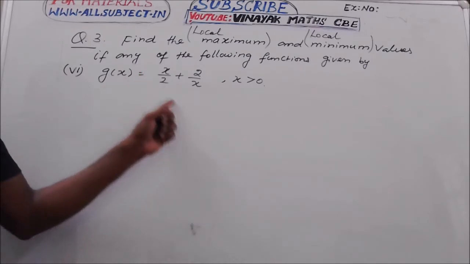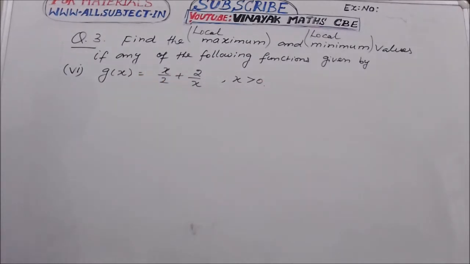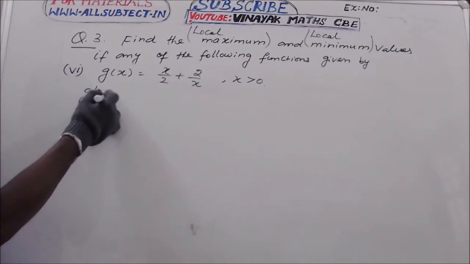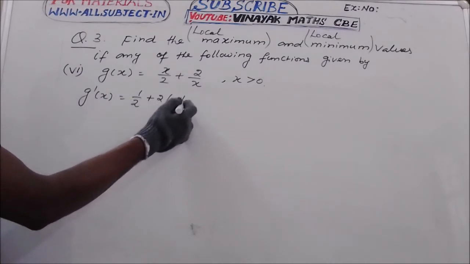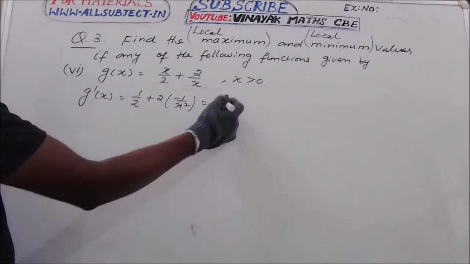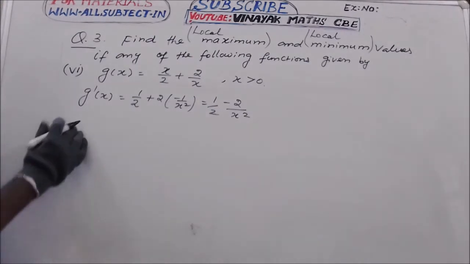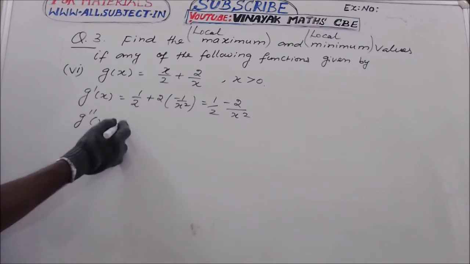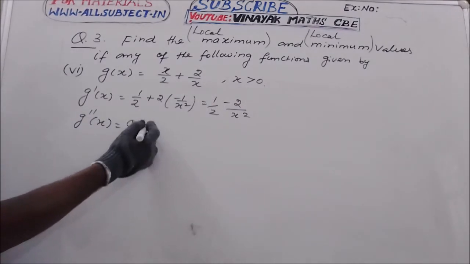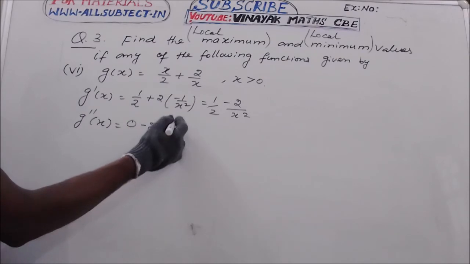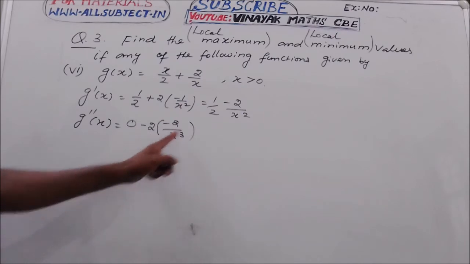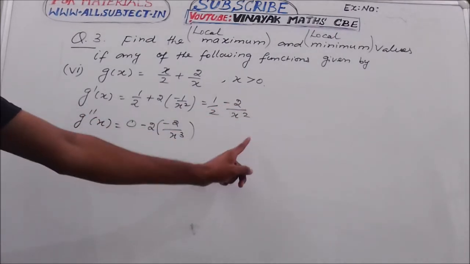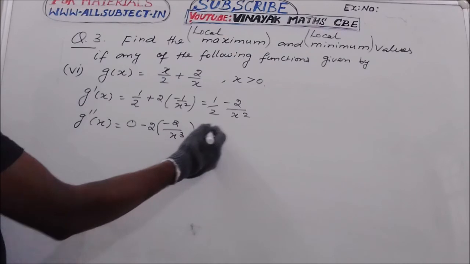Given g of x is equal to x by 2 plus 2 by x for x greater than 0, we need to find the local maximum and local minimum. Find g dash of x, which is equal to 1 by 2 plus 2 into minus 1 by x square, which is equal to 1 by 2 minus 2 by x square. And g double dash of x is equal to 1 by 2 becoming 0, minus 2 into the derivative of 1 by x square, which is minus 2 by x cube. Simplify it, we have 4 by x cube.